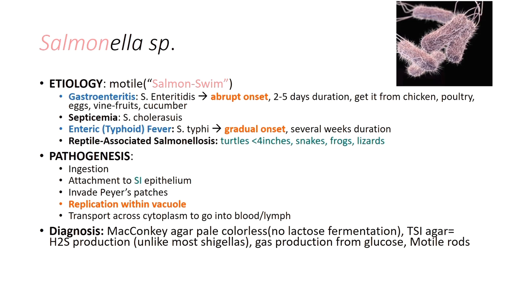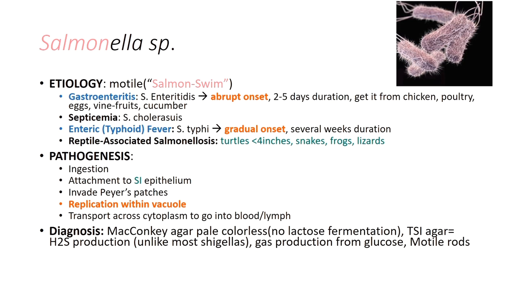We also have septicemia. That's low on the chain of high yield. Enteric typhoid fever we're going to be discussing on the next slide, so don't mind that guy. Then we have a reptile associated. This is actually more of your S. enteritidis that you can get from this.